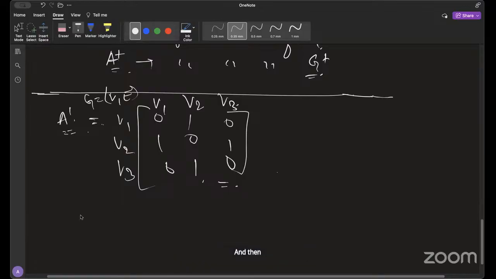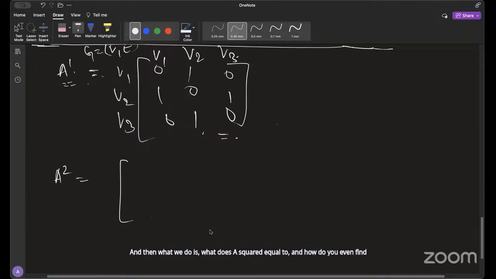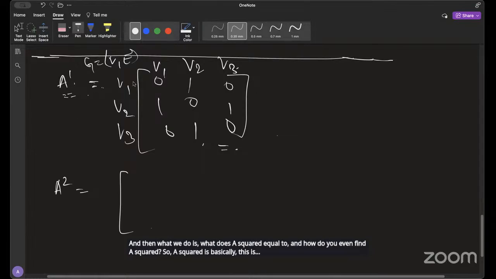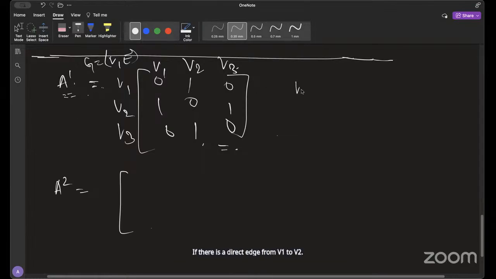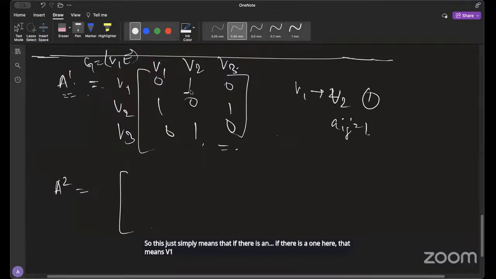And then, what does A square represent, and how do you even find A square? This is if there is a direct edge from B1 to B2. If there is an edge from B1 to B2, you keep a 1 at Aij. Aij becomes 1, and if there isn't an edge, then it becomes 0. So if there is a 1 here, that means B1 and B2 are connected by a direct edge. Otherwise, they're not.